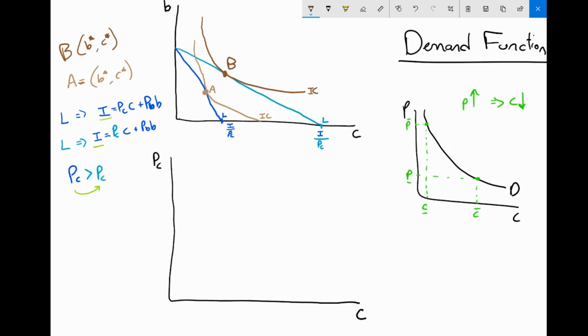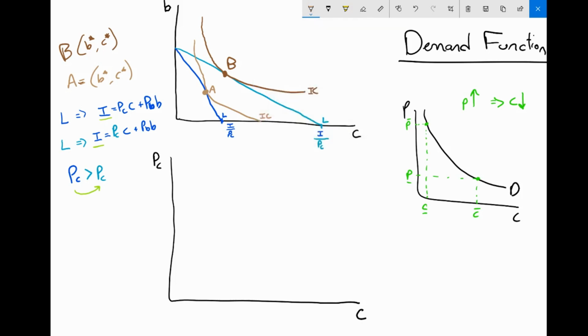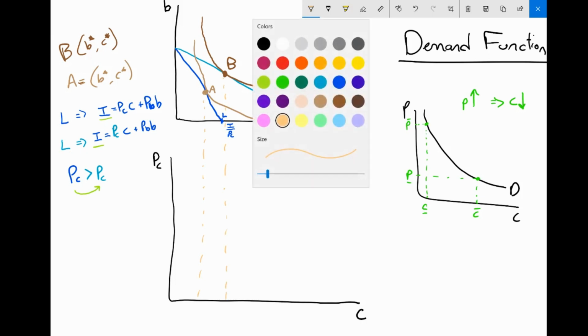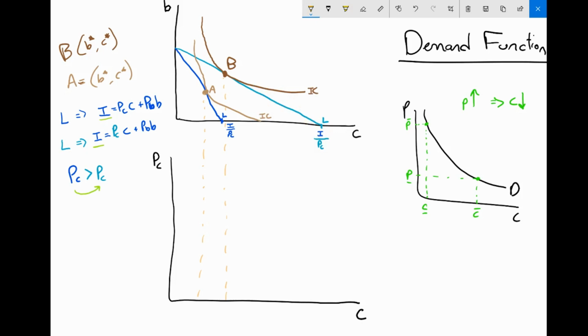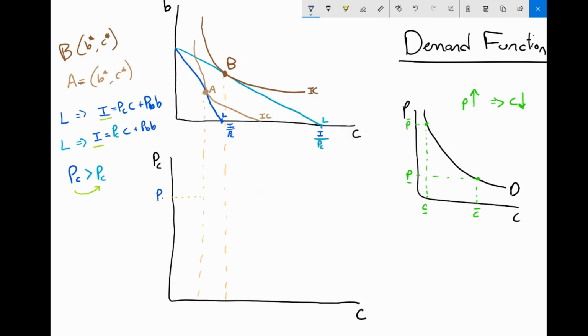Okay, so now I just want to relate these things down to the demand curve. What I'm going to do here is take these values and draw these lines down into this other graph, and it's hopefully going to help us relate these two concepts together. So let's use orange. All right, so the price at point A is equal to PC. And then at point B, the price goes down to this light blue.